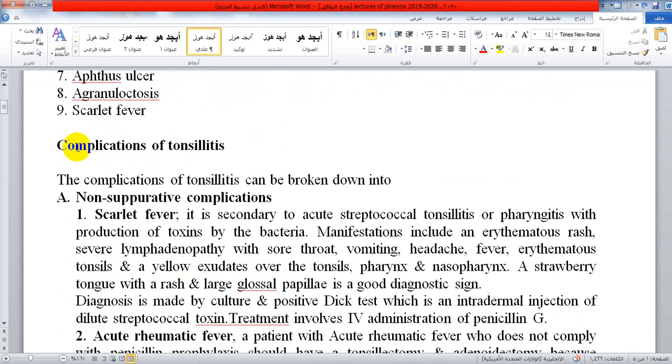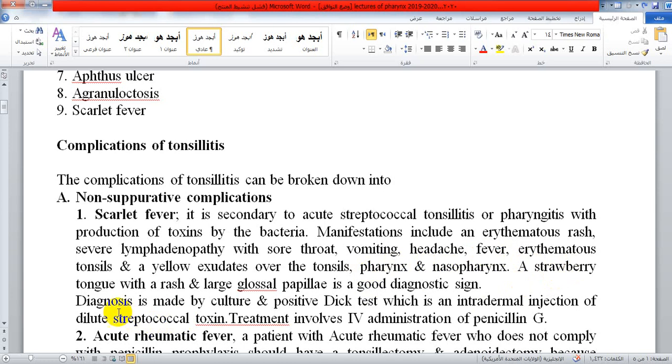Now we go to the complications of tonsillitis. The complications of tonsillitis can be broken down into non-suppurative complications. First is scarlet fever. It is secondary to acute streptococcal tonsillitis or pharyngitis with production of toxins by the bacteria. Manifestations include an erythematous rash, severe lymphadenopathy with sore throat, vomiting, headache, fever, erythematous tonsils, and a yellow exudate over the tonsils, pharynx, and nasopharynx.